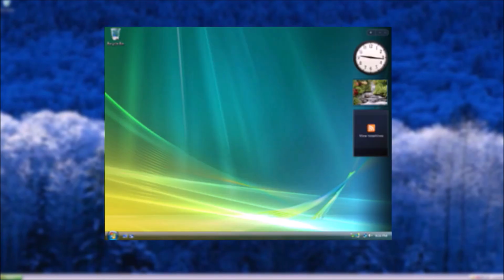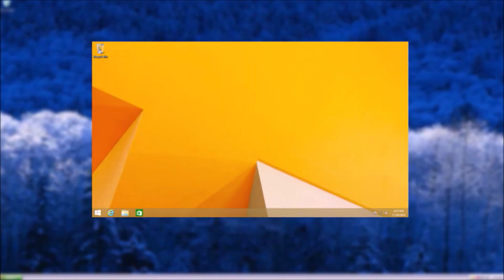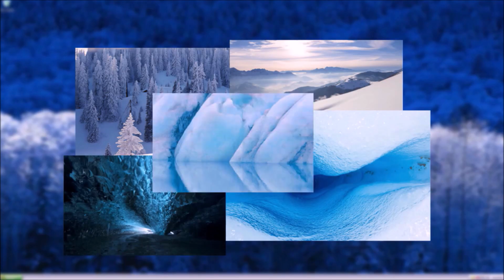History of Windows, it has had a lot of wallpapers that were once included, including winter-themed ones. Today, we are going to take a look and see the origins of absolutely every Windows winter-themed wallpaper.